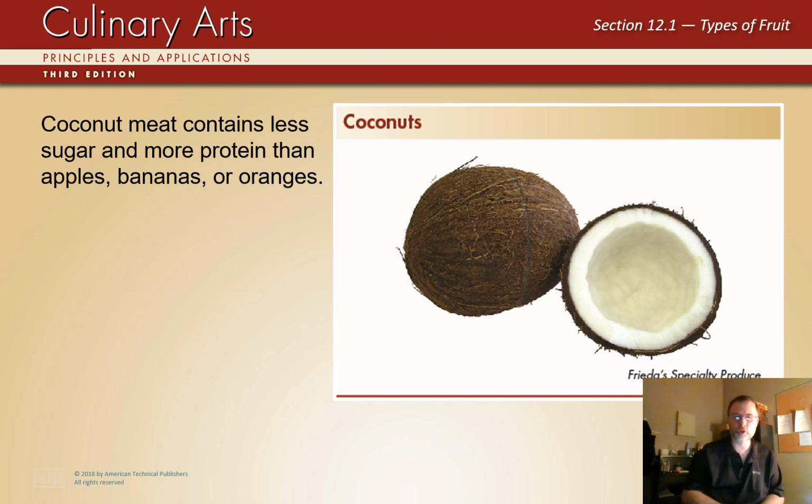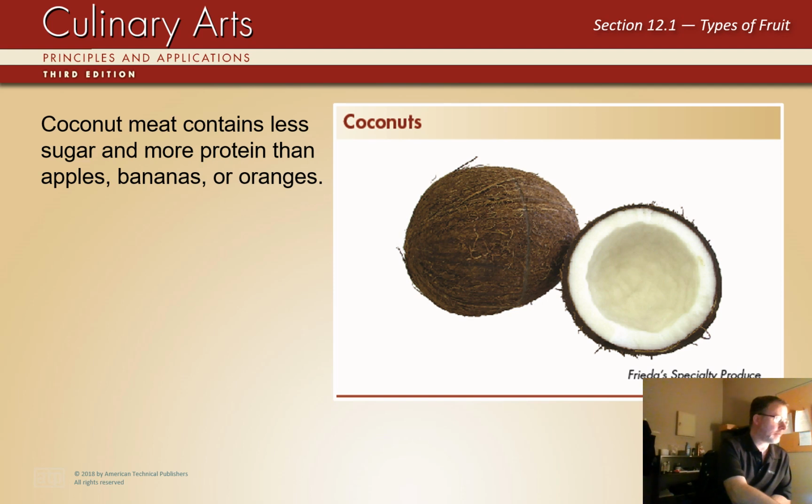Coconut meat contains less sugar and more protein than apples, bananas, and oranges. Obviously, we can do so many different things with coconut. Fresh coconut and coconut milk are used in many applications. We also have coconut that is flaked and sweetened, and we use that for many applications.